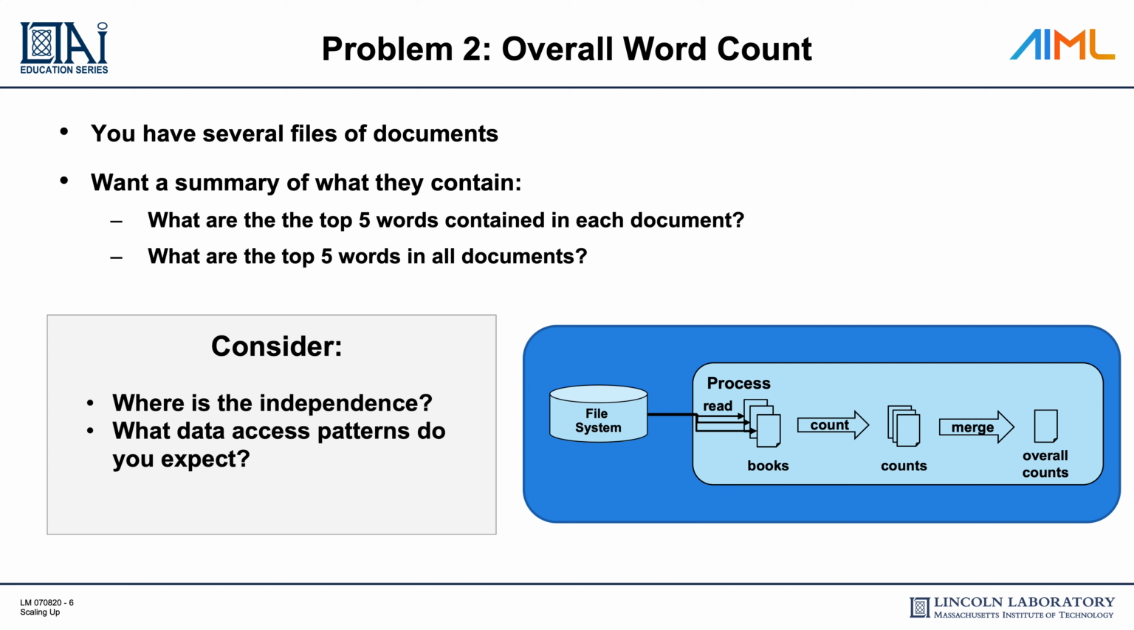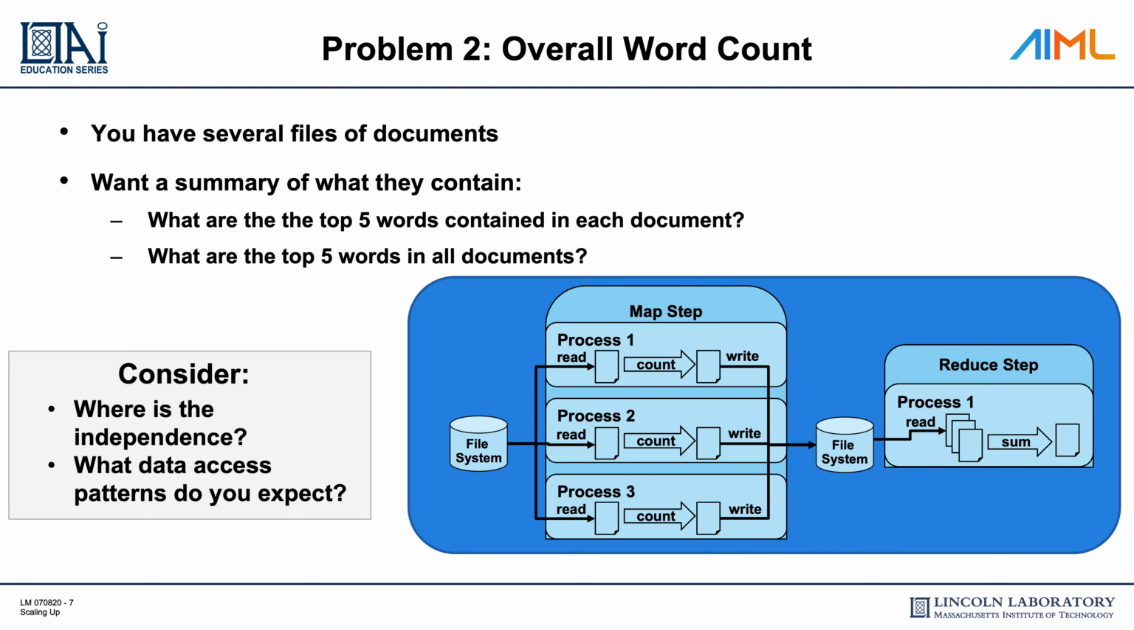Now, what if we wanted to get the top 5 words across documents? The initial word count step is still independent, but summing the counts from each book is not and has to be done in serial. For that to happen, the data from each process in the count step has to go to the process doing the merge. This is a MapReduce application, where the map step is the same as the throughput application we had before, and the reduce step involves summing the counts from each document.